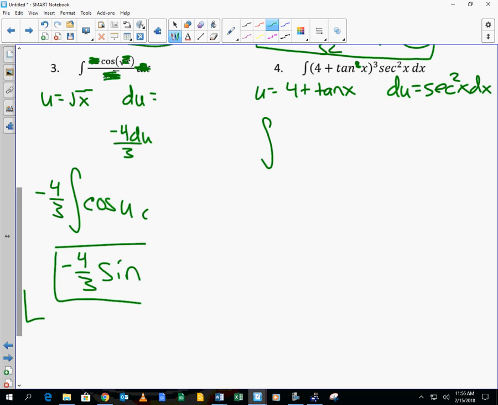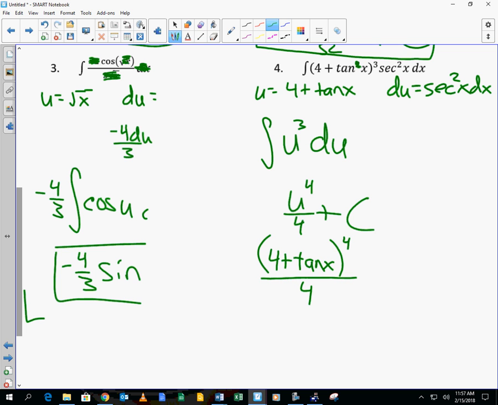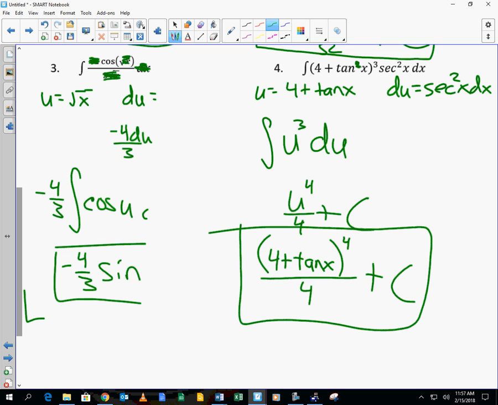I have the integral of what? U to the 3rd power du. What's the antiderivative of u to the 3rd? U to the 4th over 4 plus a constant. Make sure you put u back in. So I got 4 plus tangent of x raised to the 4th power over 4 plus a constant. That's my answer. Du is secant squared of x dx. Yep.